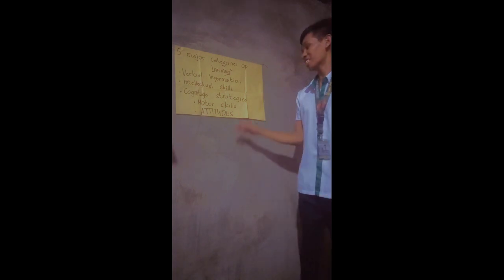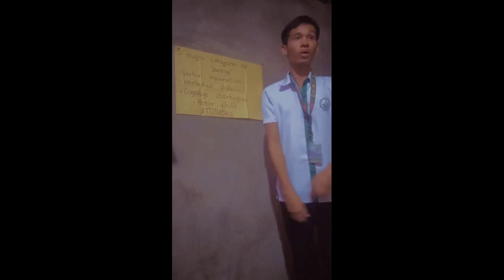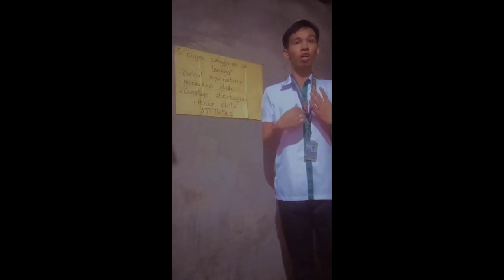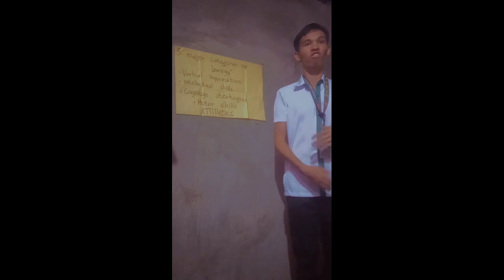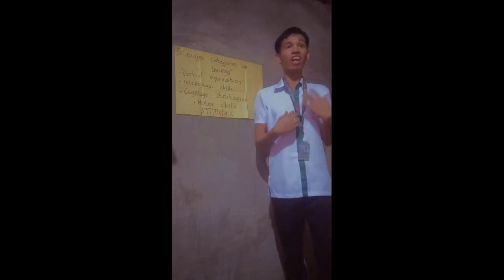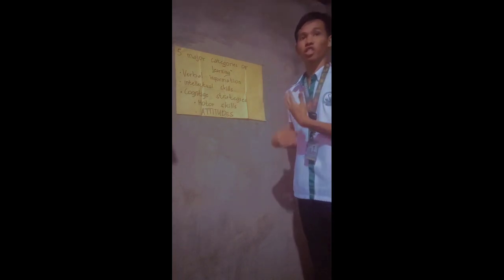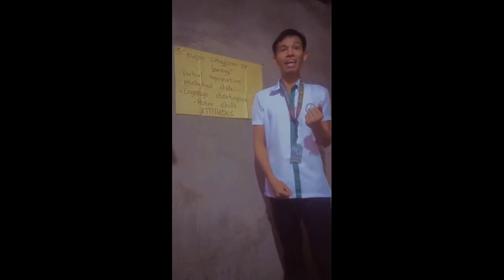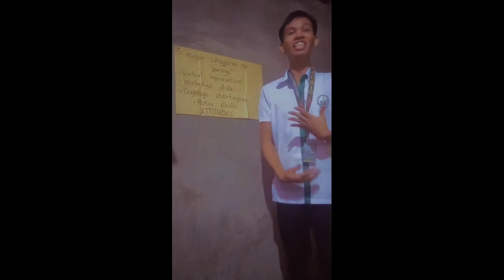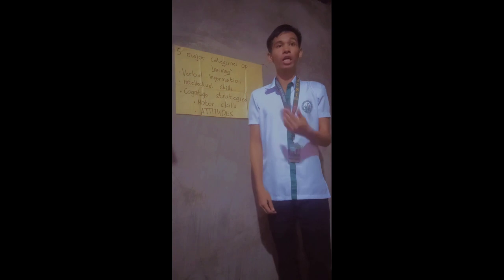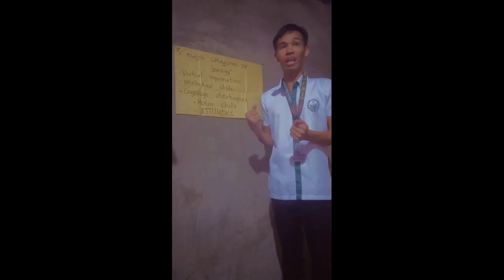So the last is attitudes. When you say attitudes, they have emotional components and cognitive components because they influence behavior. Attitudes also refer to the bias that influences the learner's action toward something or someone else.